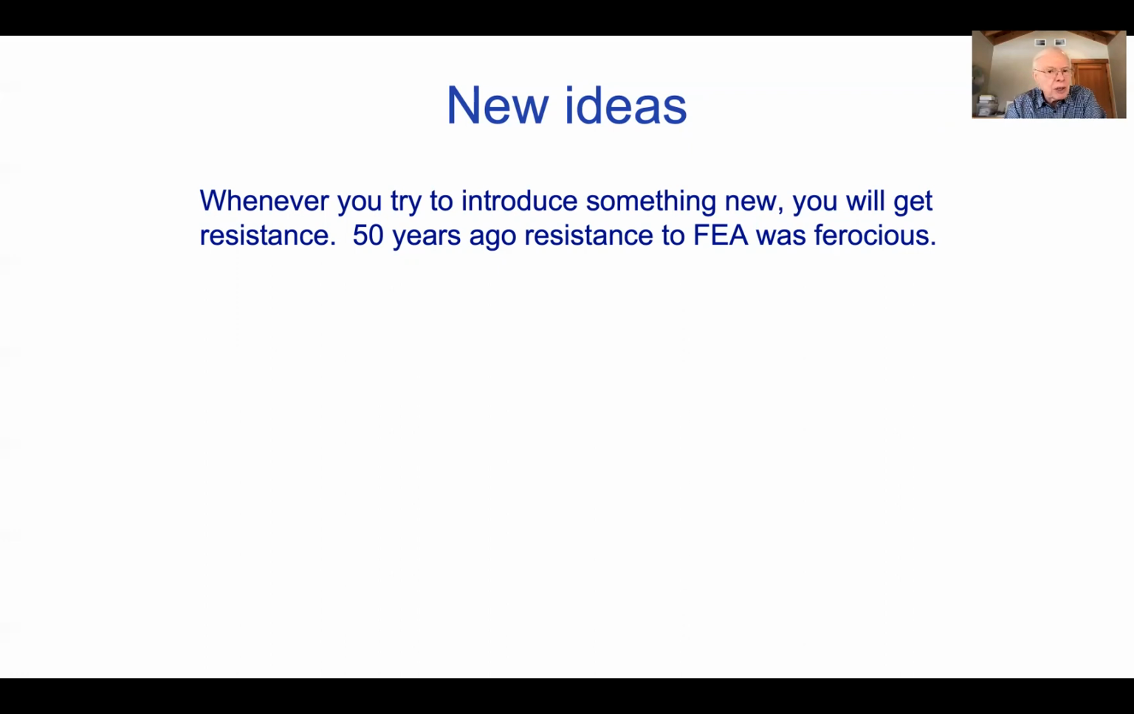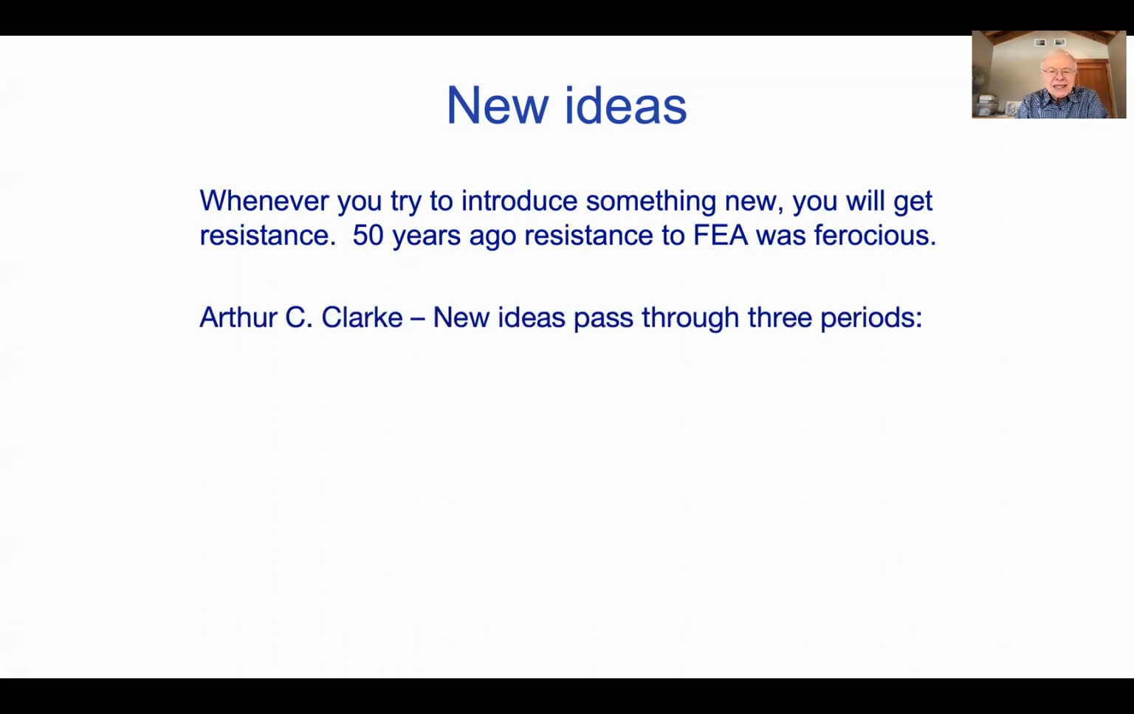But the people that were really initially resistant, and still are to a certain extent, to isogeometric analysis are the finite element people. They were born with finite elements. They learned it as kind of the gospel, but it wasn't the gospel when I learned it, believe me. So we had this resistance to these new ideas. And I like these words of Arthur C. Clarke about how new ideas pass through three periods. It certainly happened for finite elements. It's already happening in isogeometric analysis.